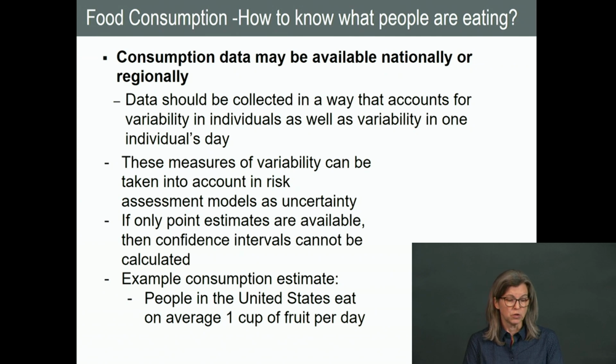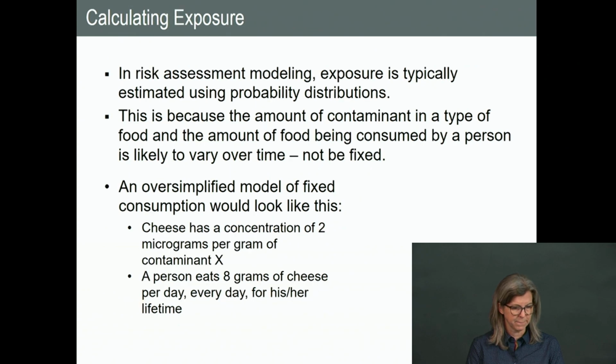So here is an example of a consumption data point from the United States, and these are based on surveys and studies that are done on a regular basis. This is from a 2017 data point, I think, that people in the United States on average eat 1 cup of fruit per day, but you might say that really varies from a half a cup to 4 cups a day, depending on what the data was. So you have this consumption estimate, and then you want to have the uncertainty around it. So in terms of risk assessment modeling, you often present exposure in terms of these probability estimates.